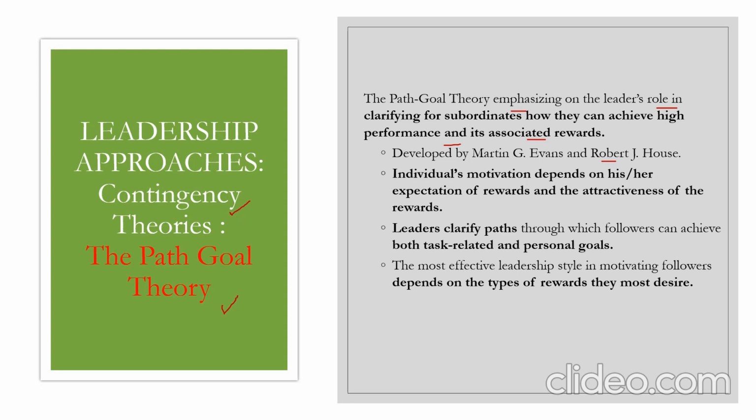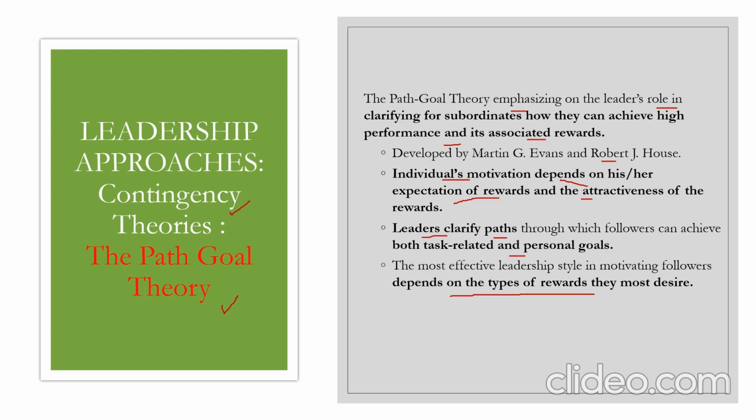This theory says individuals' motivation depends on his or her expectation of rewards and the attractiveness of the reward. So the leaders clarify the path through which followers can achieve both task-related and personal goals. The most effective leadership style in motivating followers depends on the types of reward they most desire. Okay, an easy way to understand the path goal theory is that you need to understand the word path. Path means laluan, and goal is the goal lah.